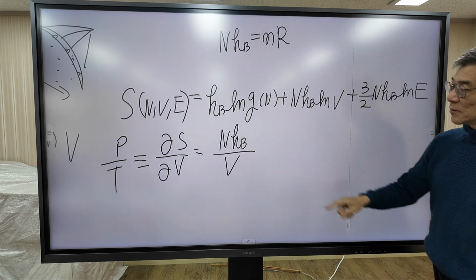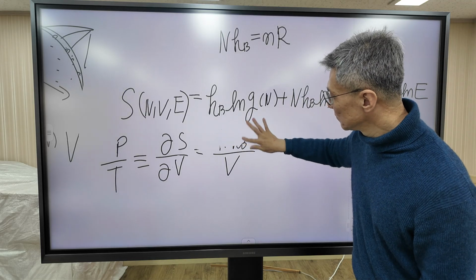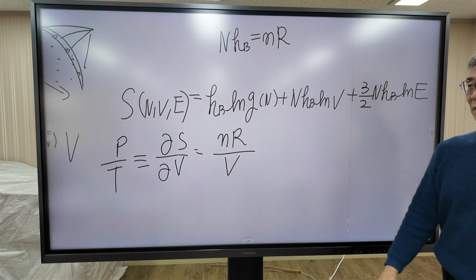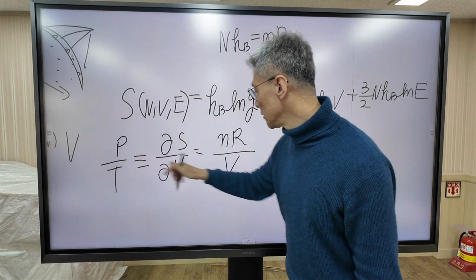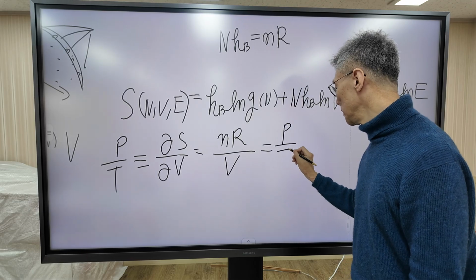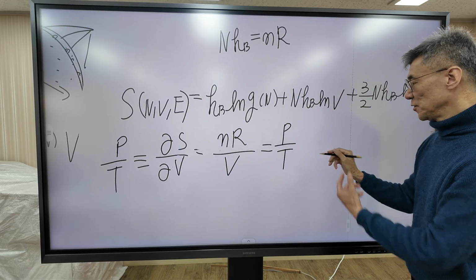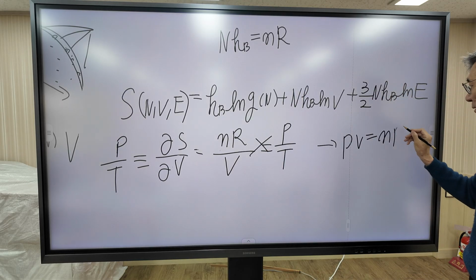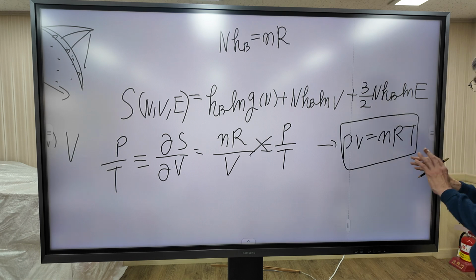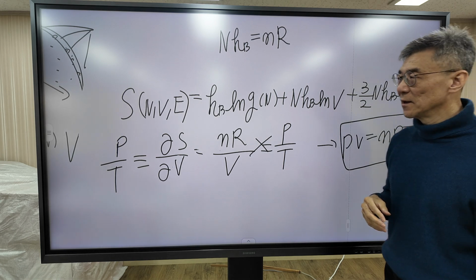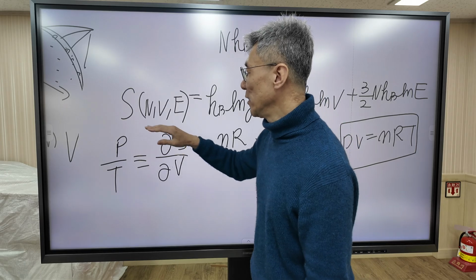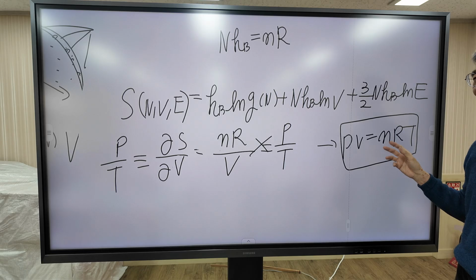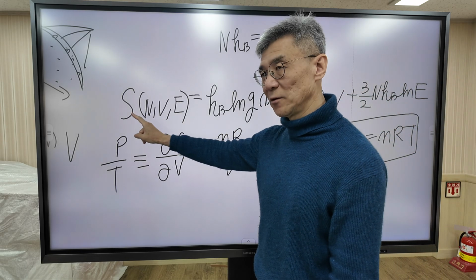Okay, so similarly N kB is equal to nR. So this one is defined as P over T. So when you rearrange this equation, PV equals nRT. This equation is also very familiar to you. So I want to stress that in statistical mechanics, if you know the entropy, you can obtain everything. You can know everything about the system only if you know the entropy.